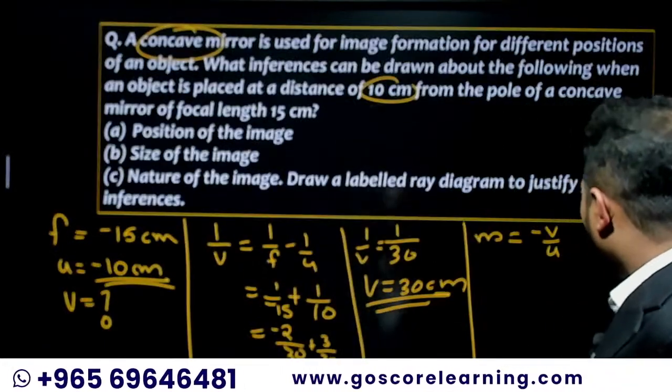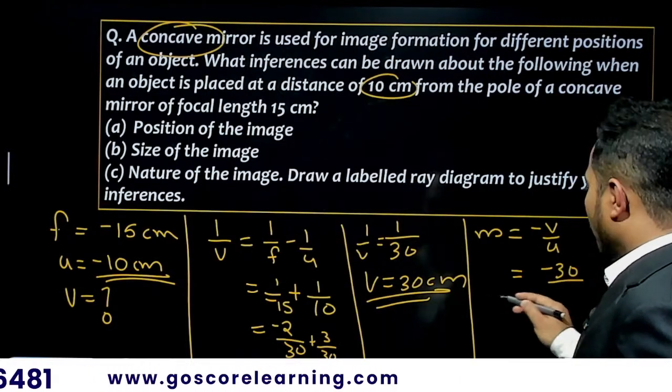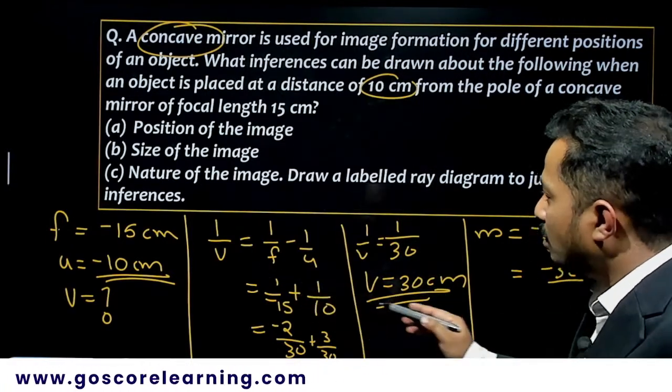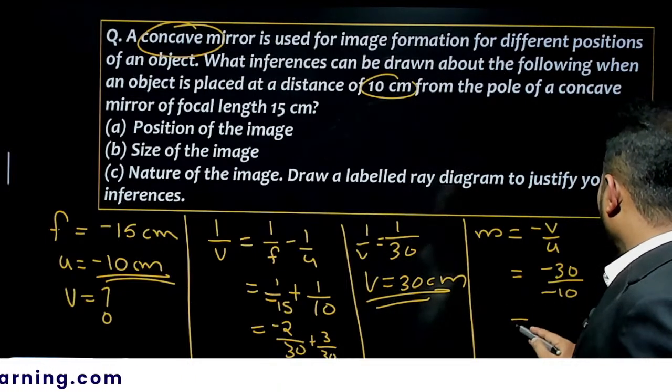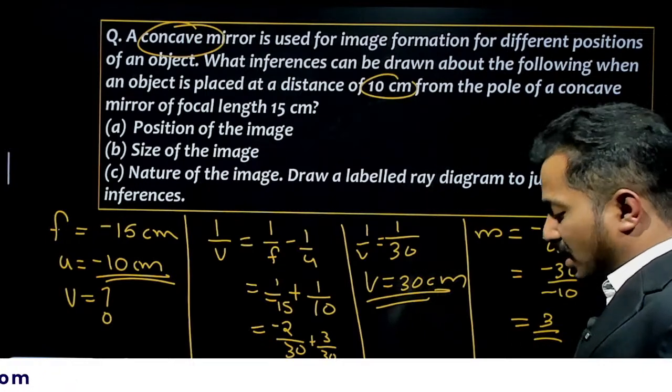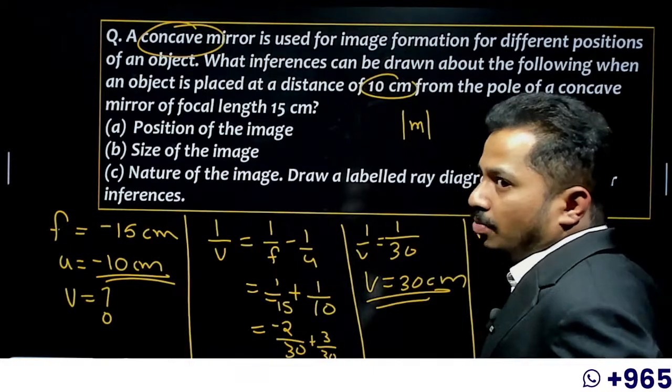Okay, so here m is equal to minus v by u. So minus v means minus 30, divided by u, which is minus 10. Sorry, not minus 50, minus 10. So it is equal to 3. Magnification 3 means we should take the modulus of magnification. What is modulus of magnification?